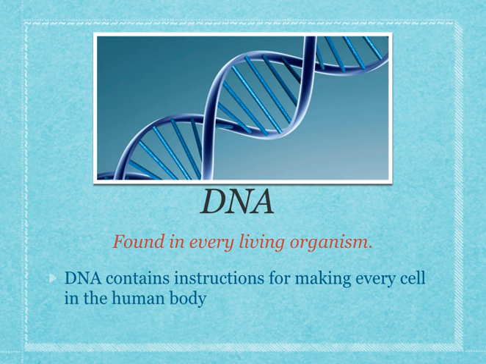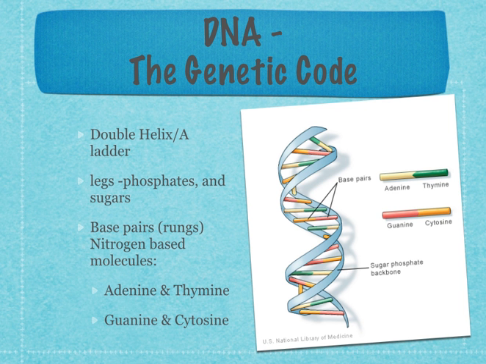Let's really quickly go over what DNA is made of. This is a review from your reading, so I'm not going to spend too much time on this slide. DNA is basically a ladder that's twisted around, what we call a double helix. And if we look at this, the legs of this ladder are made of phosphates and sugars, and the base pairs, which are these right here, the rungs of the ladder, are made up of nitrogen-based molecules called adenine and thymine, guanine and cytosine. Now here's an important point.